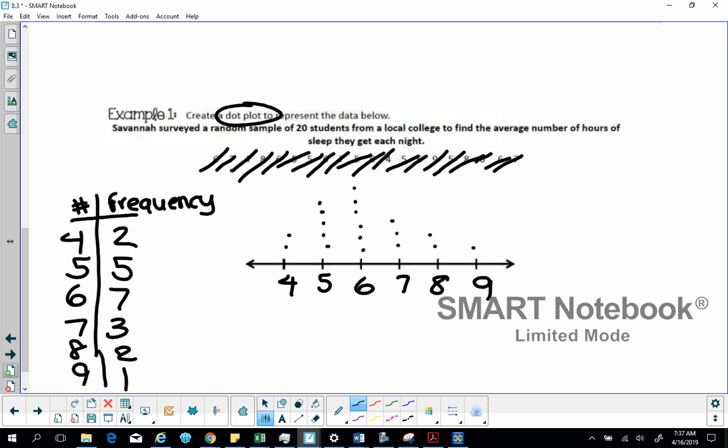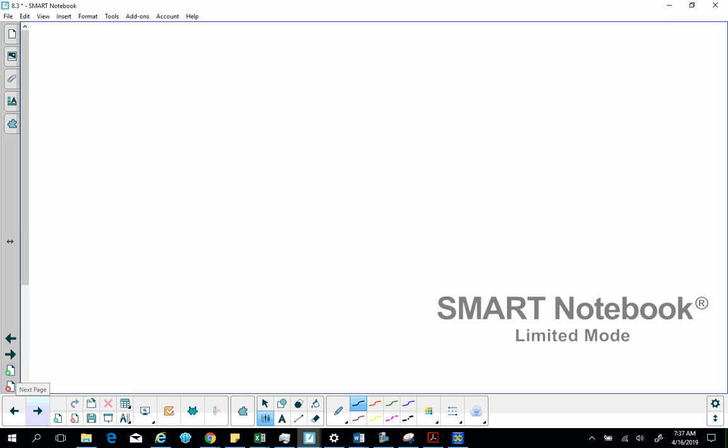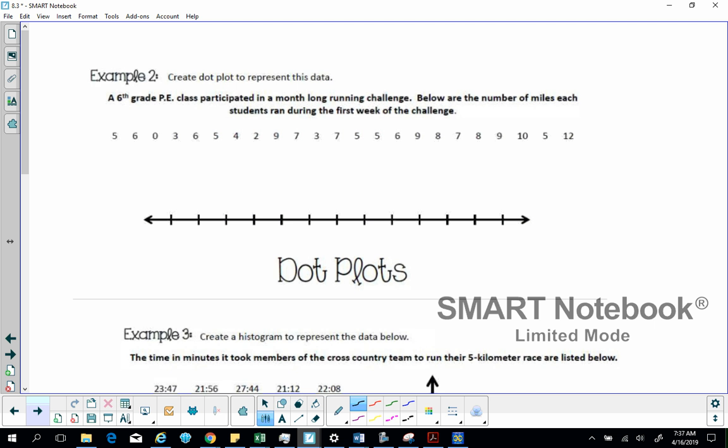Cool. So I'm going to have you try an example on your own. Go to the back page. It says example 2. I want you to try to create a dot plot for that one. So you're doing the exact same thing. You don't need to do the table if you don't want to. But we can see, okay, we start at 0 because 0 is my smallest, and I'm just going to go up by 1.